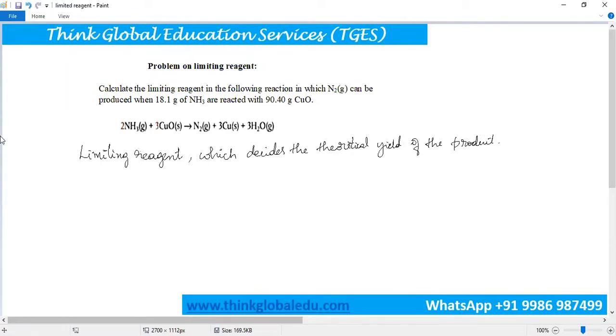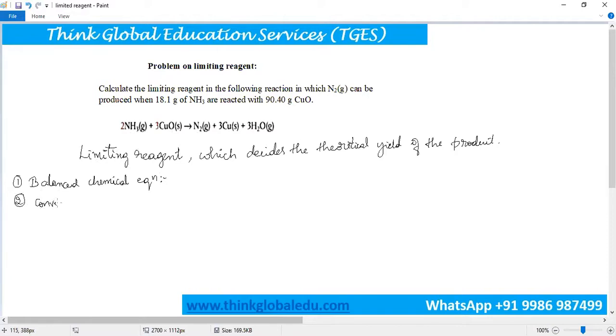So to determine the theoretical yield and to find the limiting reagent in a reaction, the first thing we should have is a balanced chemical equation. In this problem, we have a balanced chemical equation in which ammonia is reacting with copper oxide to produce nitrogen gas. The next step is to convert the mass of the reactants into moles and to obtain the mole ratio.